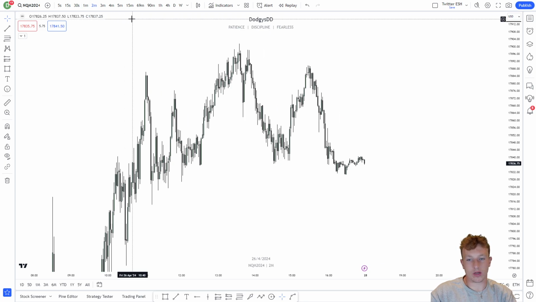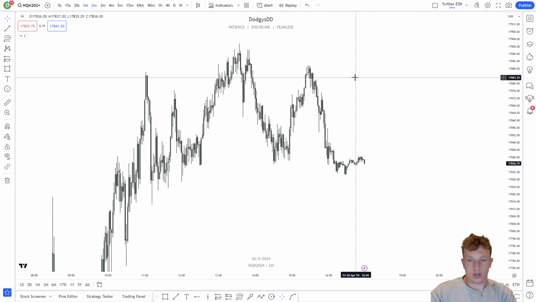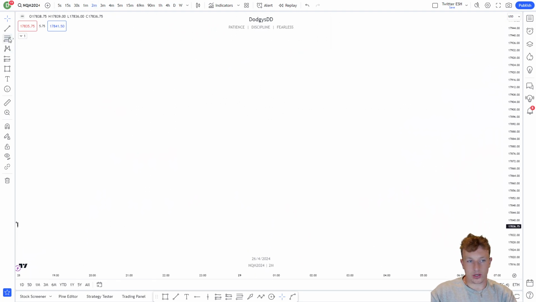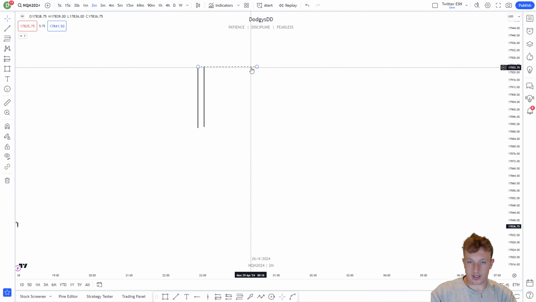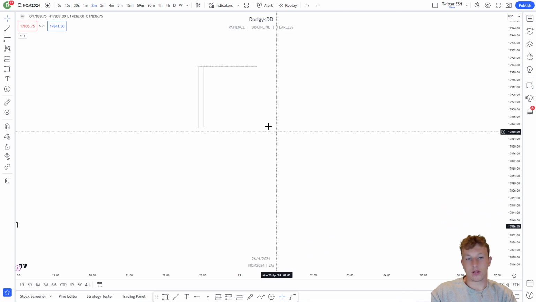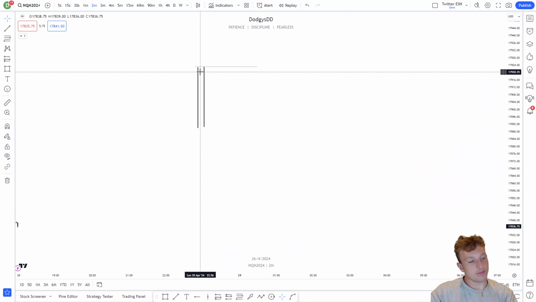So the first liquidity pool I'm going to go over that I always use is equal highs and equal lows. I always use them. Now, I'm going to show you a couple of different weights I put on equal highs and equal lows. This is the least significant. Let's say we have two wicks and they look like this. They're right next to each other. While these can still definitely matter, they're the least significant because they're right next to each other.